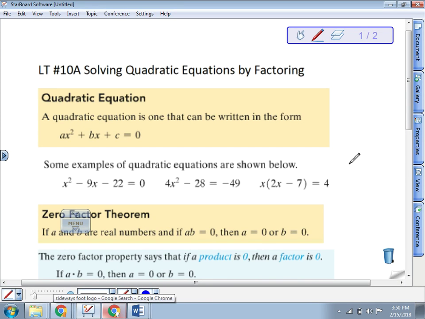Welcome to the notes on solving quadratic equations by factoring. So now that you know how to factor, you're going to use that to solve equations. That's the whole idea. Now, what is a quadratic equation?